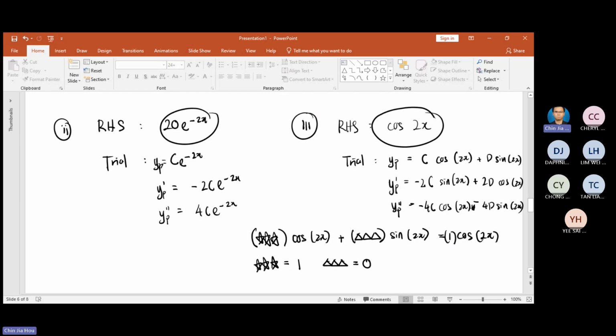The next question is about initial value for this non-homogeneous second order ODE. I just want to discuss question part 1.